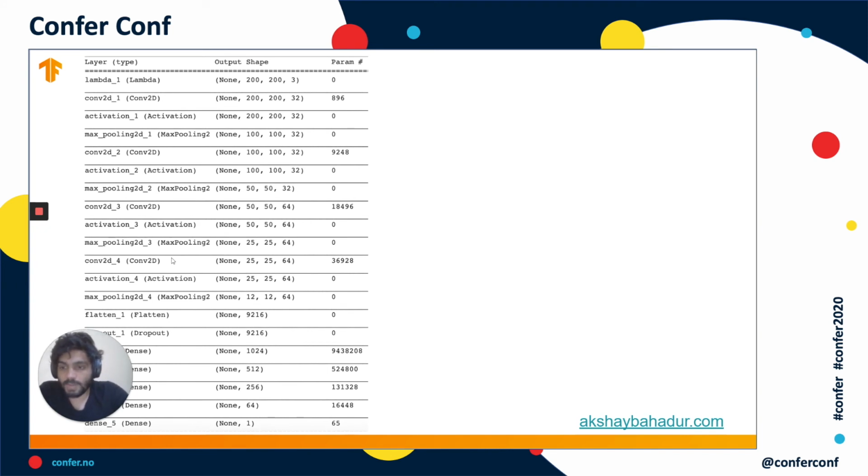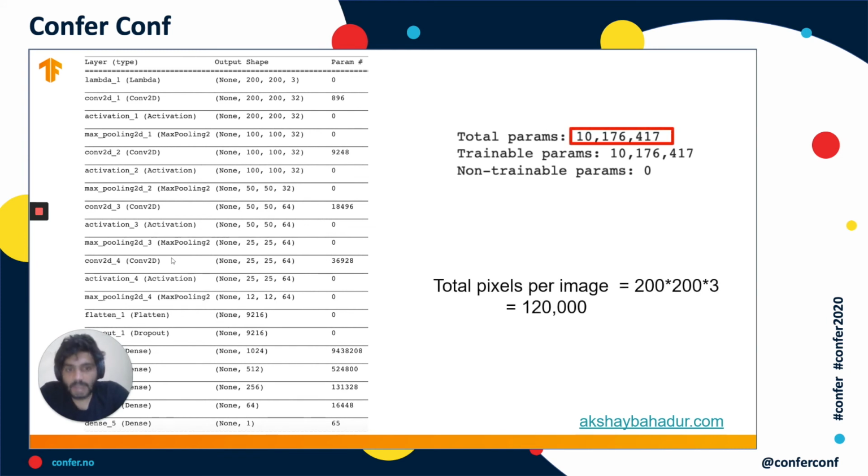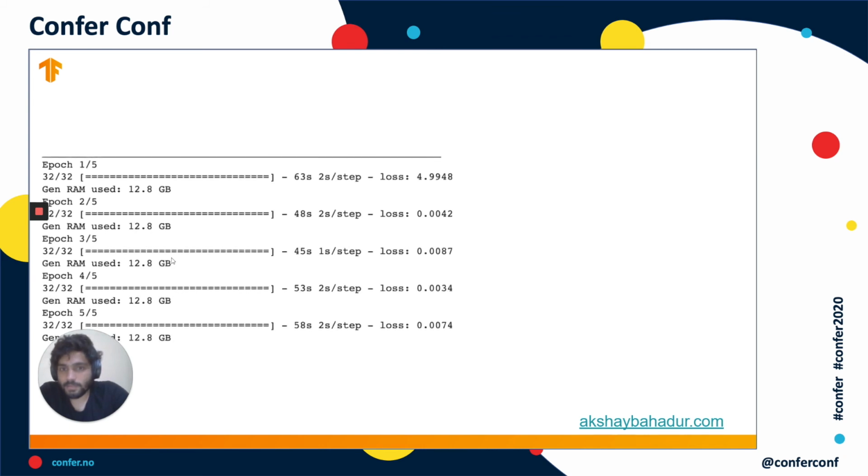So now we are working with this model. The model is pretty huge, as you can see. The total number of parameters is around 10 million. That's okay. And the number of pixels per image is 120,000. This means that we have a lot of information in the image, and if you train this, it's going to perform really well. If you look at this particular graph, at the end of the fifth epoch, the loss has actually decreased exponentially. But the RAM usage is around 12 GB.